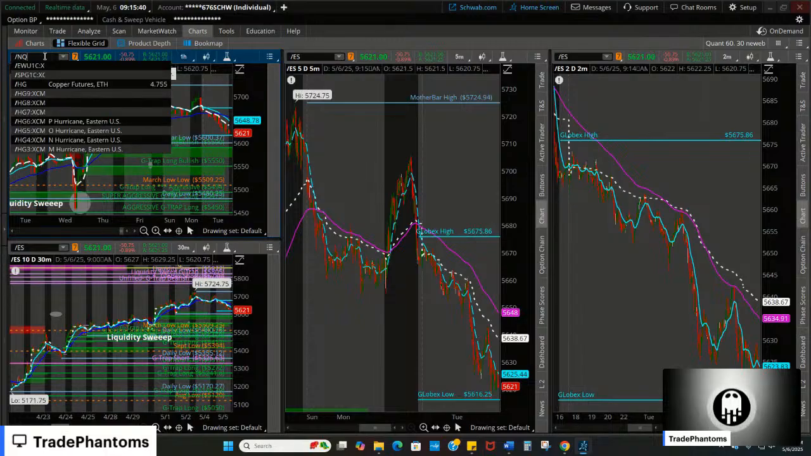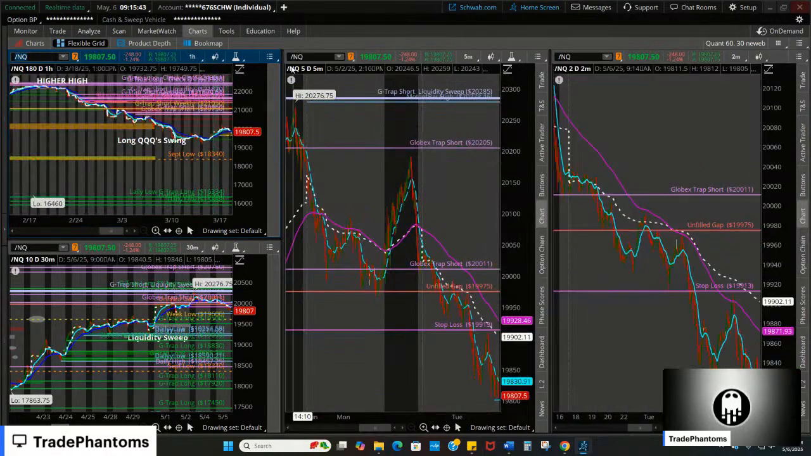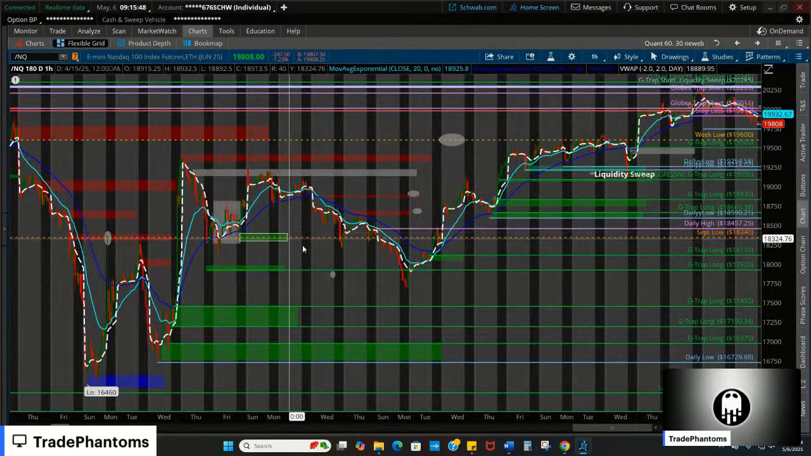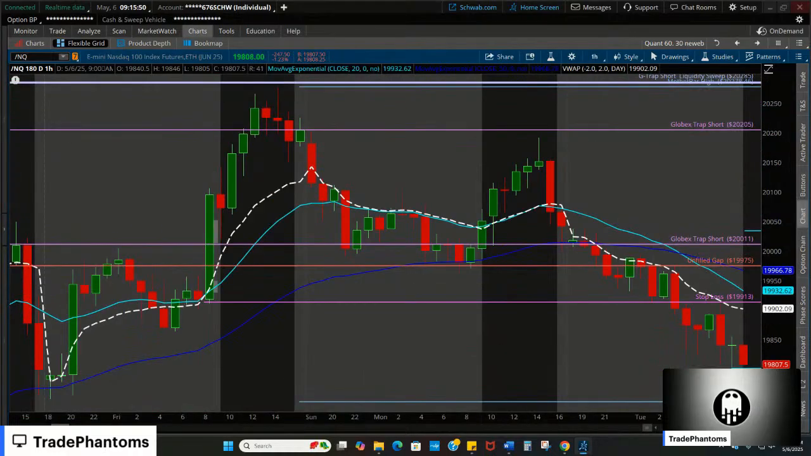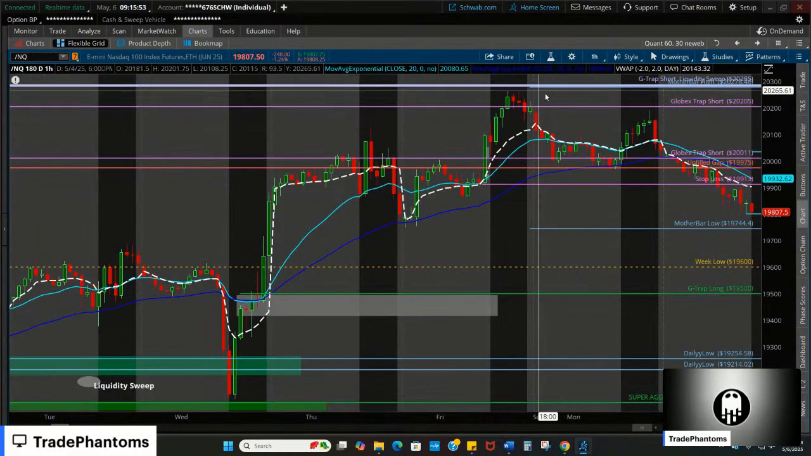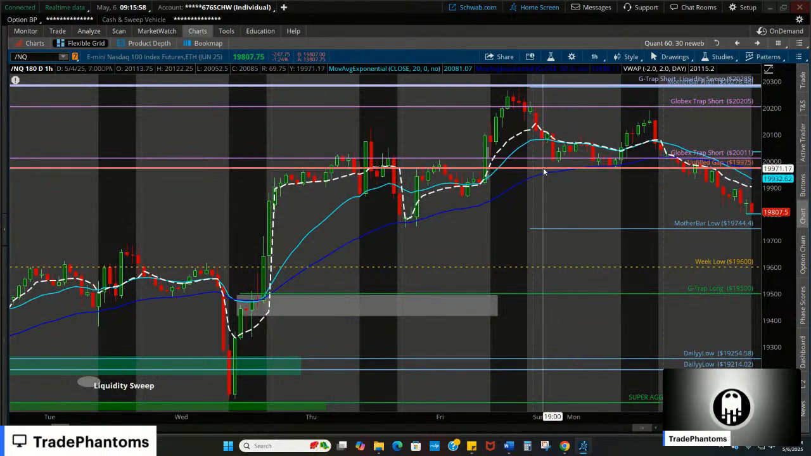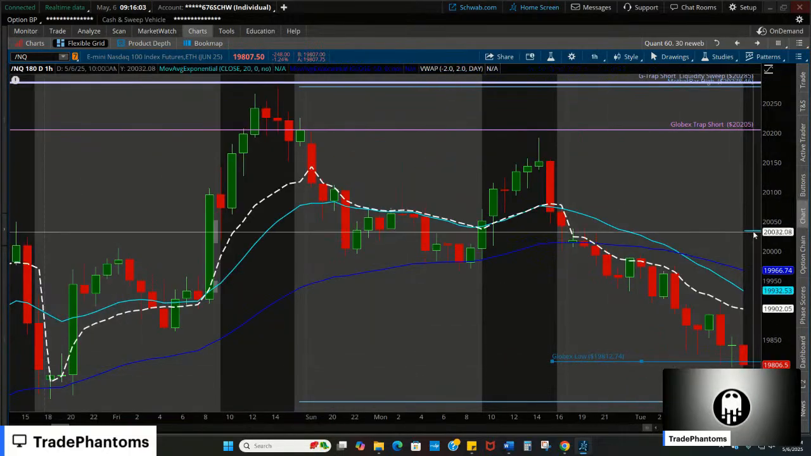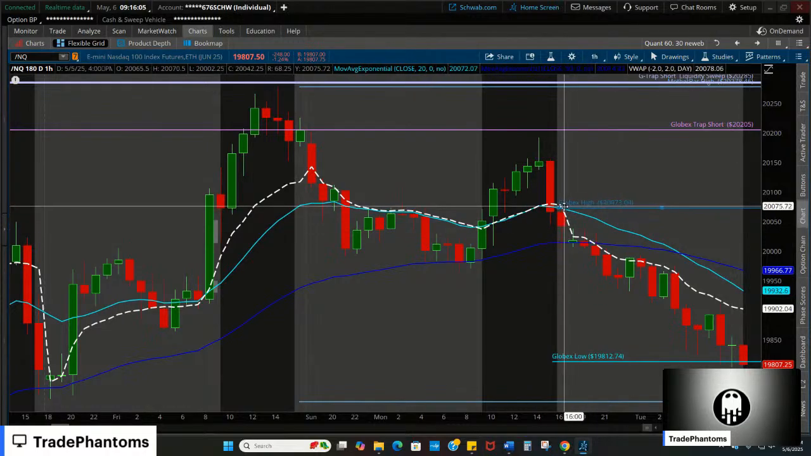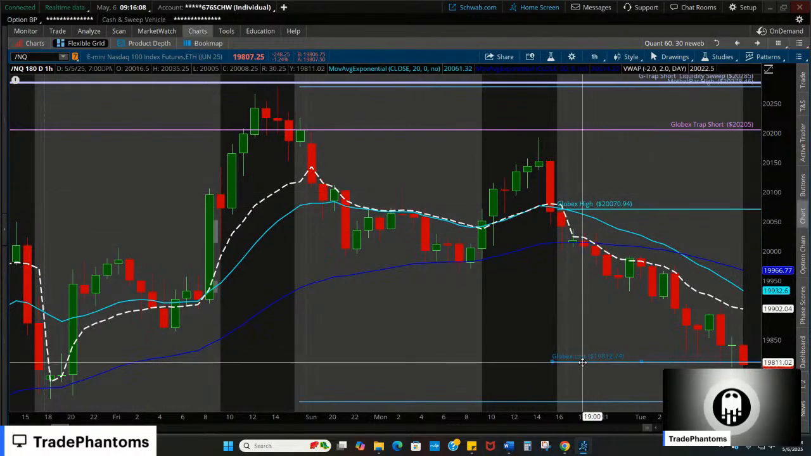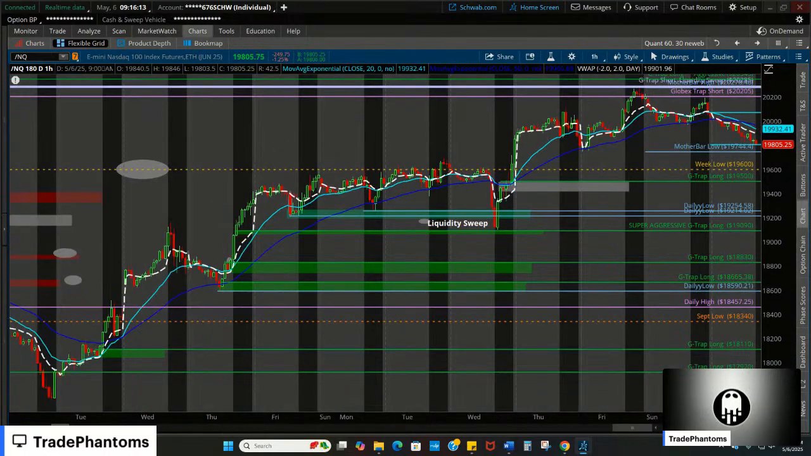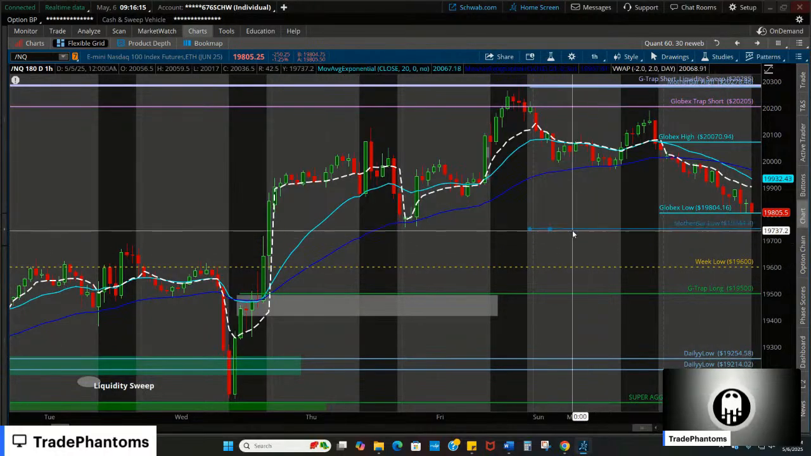NASDAQ, 1 hour time frame. Globex high. Can I clean this up? I have to clean it up. Globex high here. Globex low. See, NASDAQ down 1.25. There's that mother bar low.